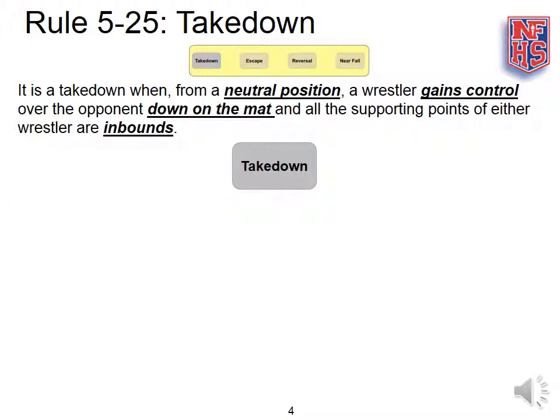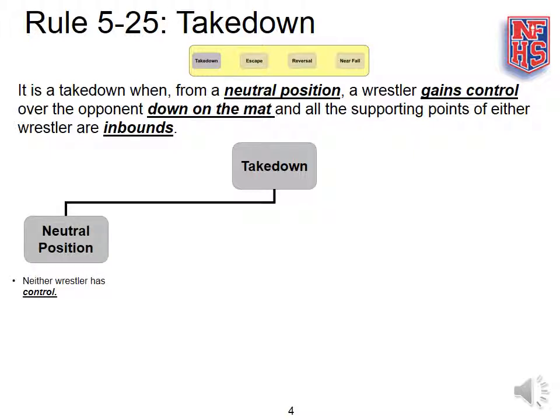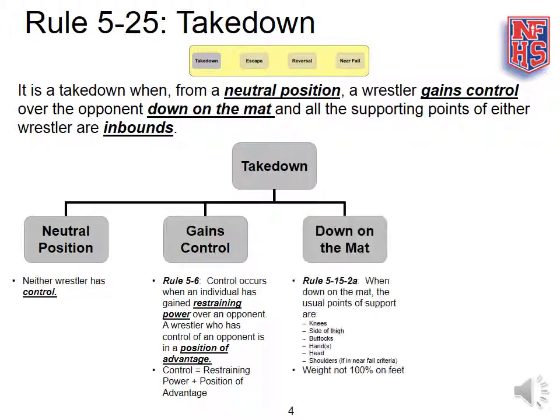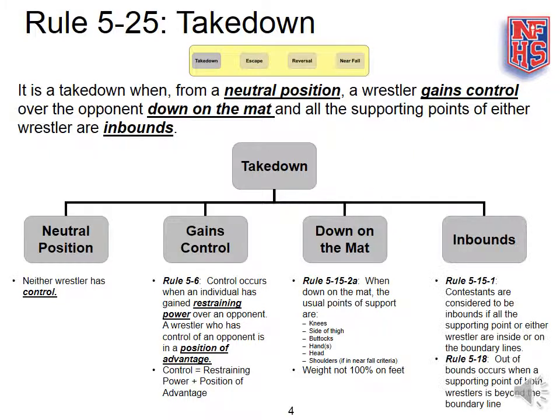The NFHS defines the takedown in Rule 5-25. It is a takedown when, from a neutral position, a wrestler gains control over the opponent down on the mat, and all the supporting points of either wrestler are in bounds. So let's break that down by the numbers here.